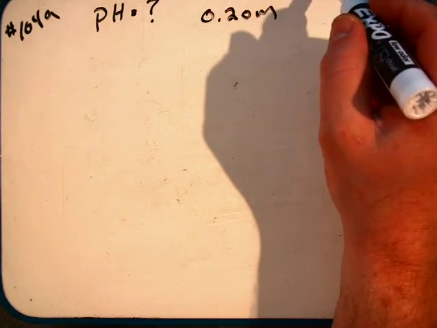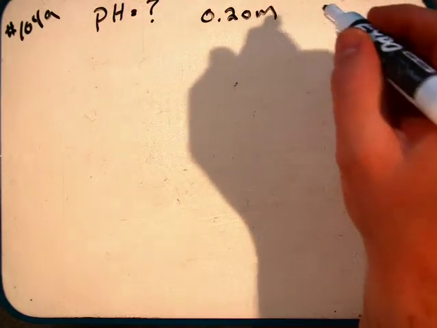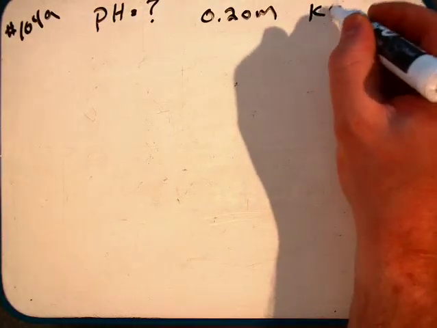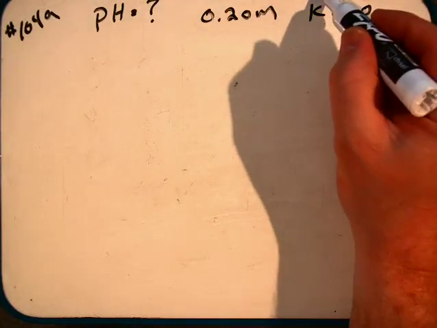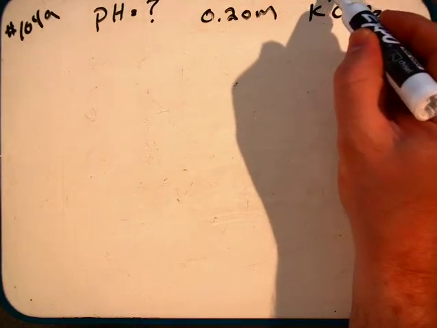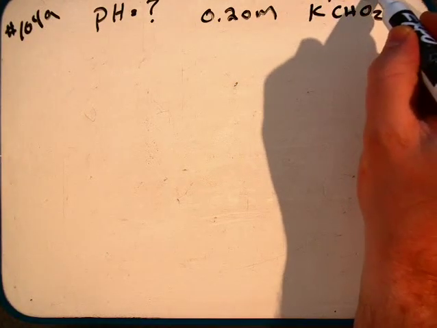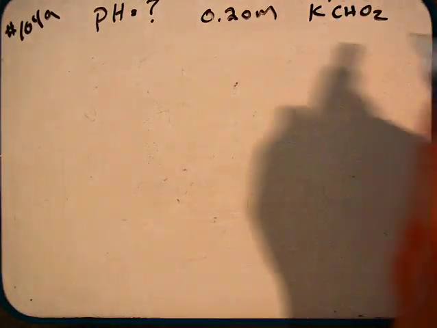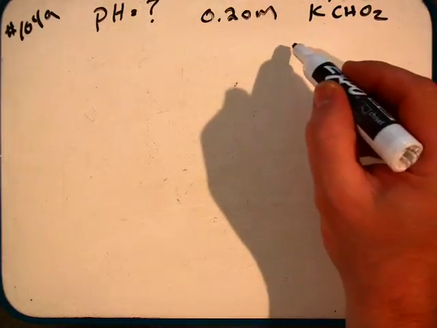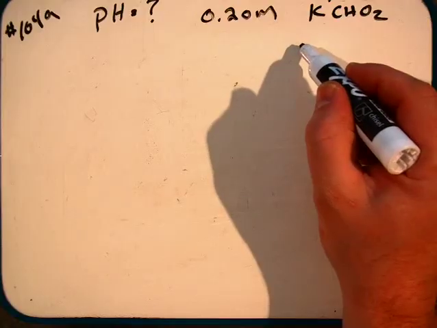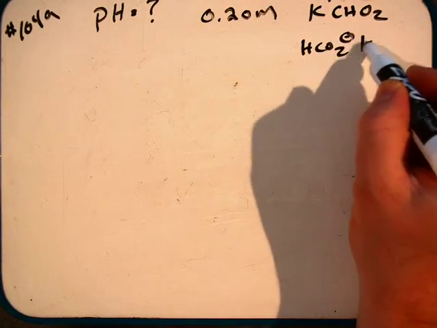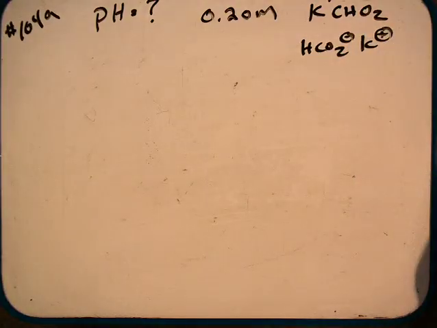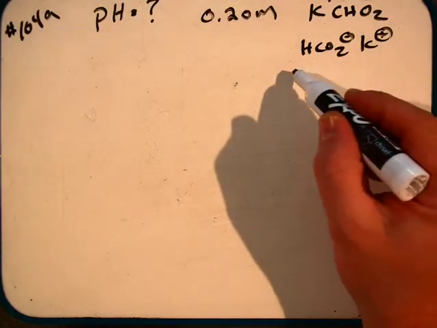potassium formate solution. So Tro writes this as CHO2. Again, the potassium is really indicating that there's a plus. There's also a minus side to this. I would tend to write this as indicating charge.